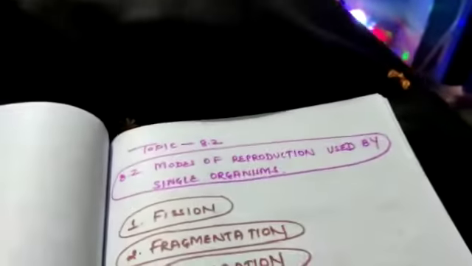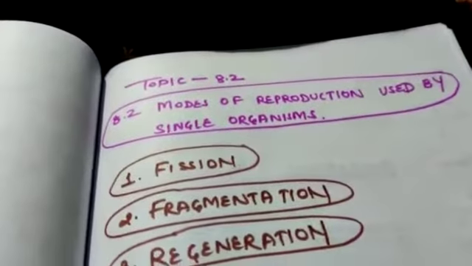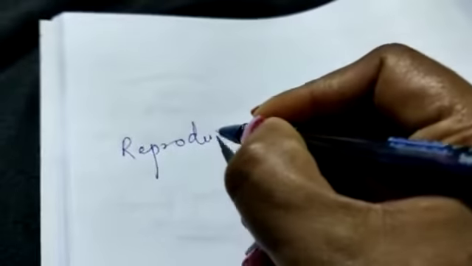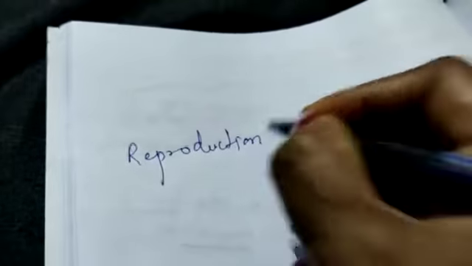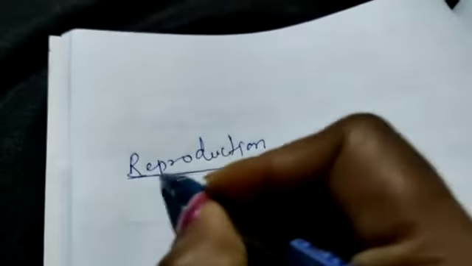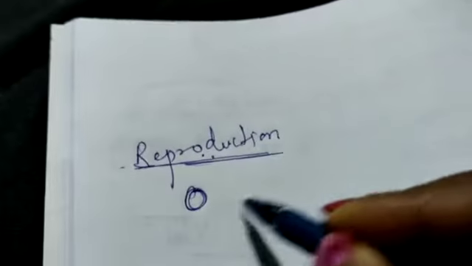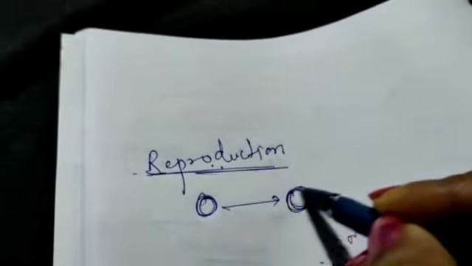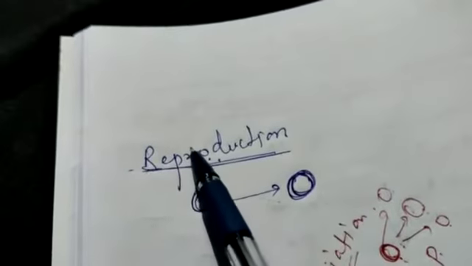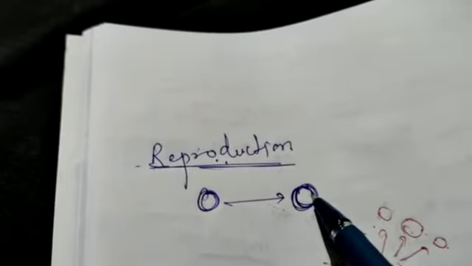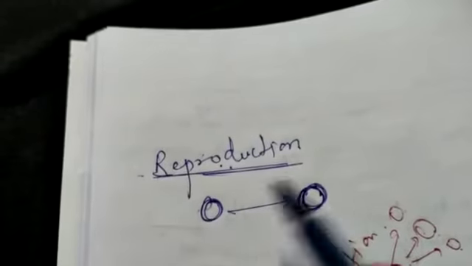So here is our topic. Topic 8.2 Modes of Reproduction used by single organisms. So here first we are dealing with reproduction. Reproduction. So here re means again, production. So here again production. That means if an organism gives birth to a new organism. So here reproduction is a biological process in which new organisms are formed from previous organisms of same type.